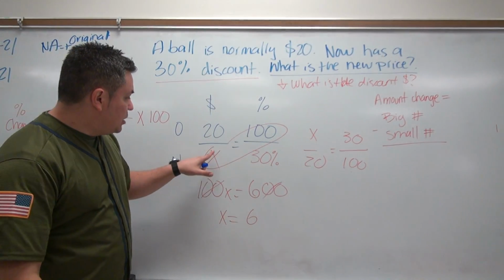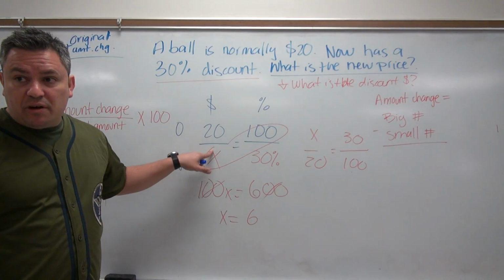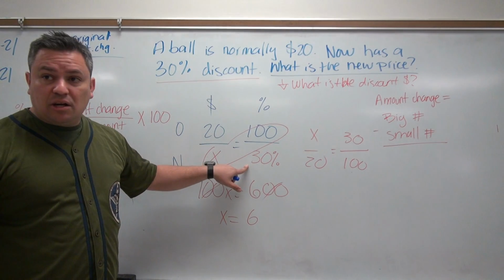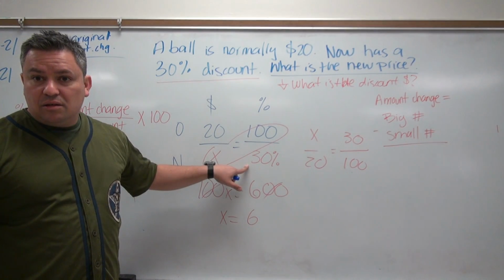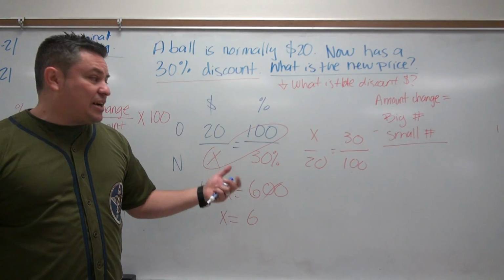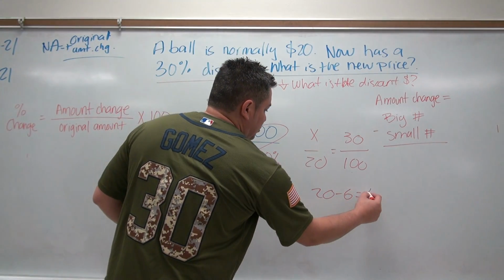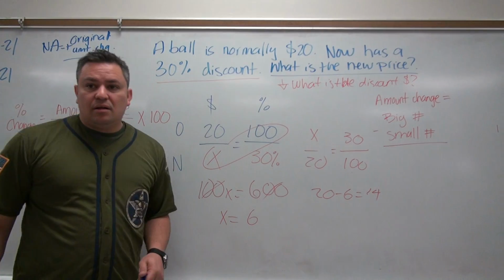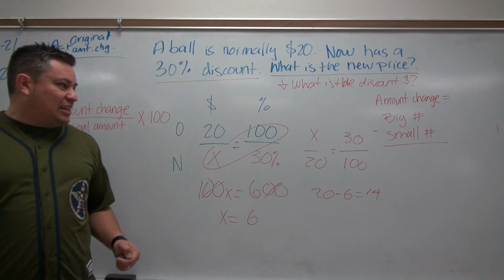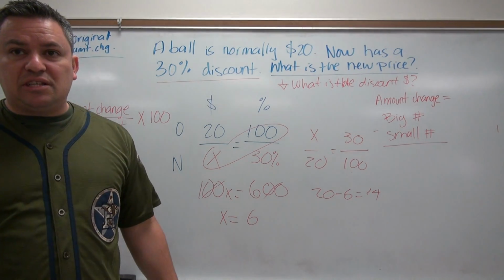Now, right here is the 6. However, again, we just found 30%, which is 6. You still need to subtract from the original. So 20 minus 6 equals to 14. Now, it might seem a little longer, but it is the same thing.